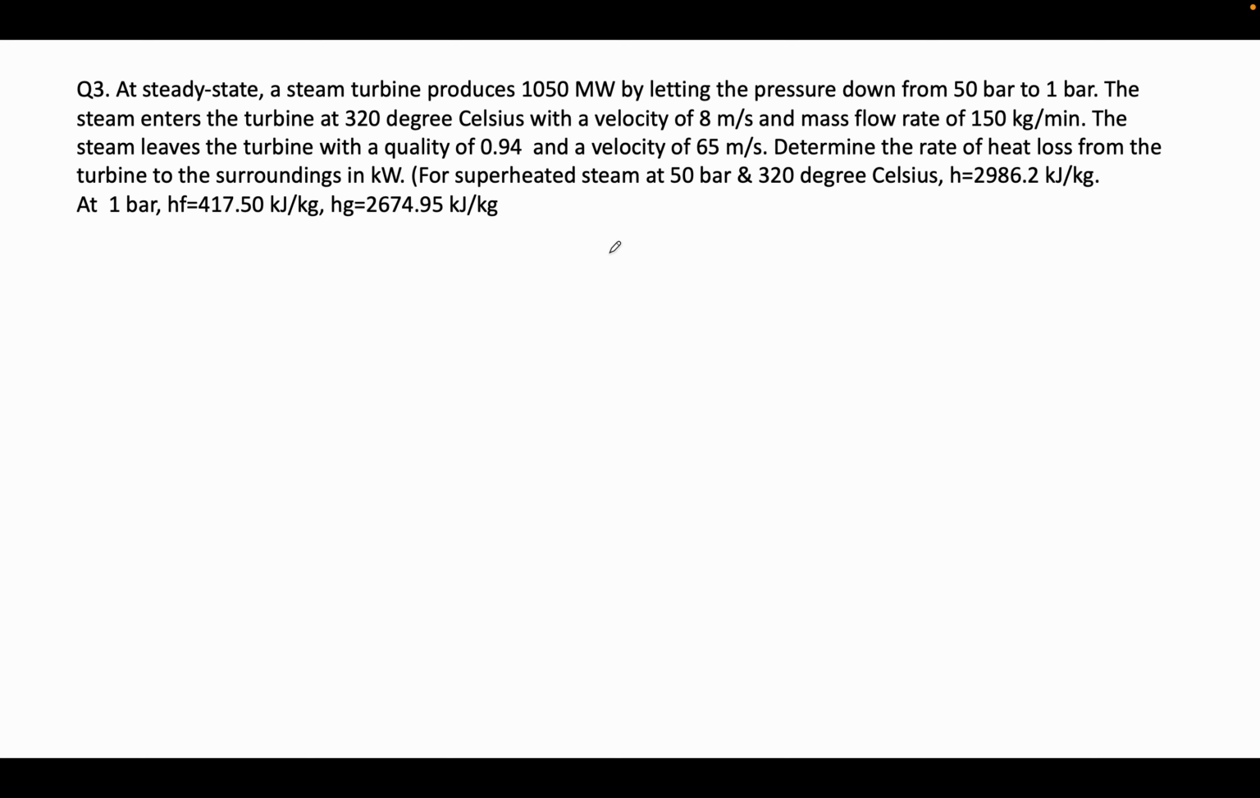Now some things are given to us. This will be dealt with in very good detail.